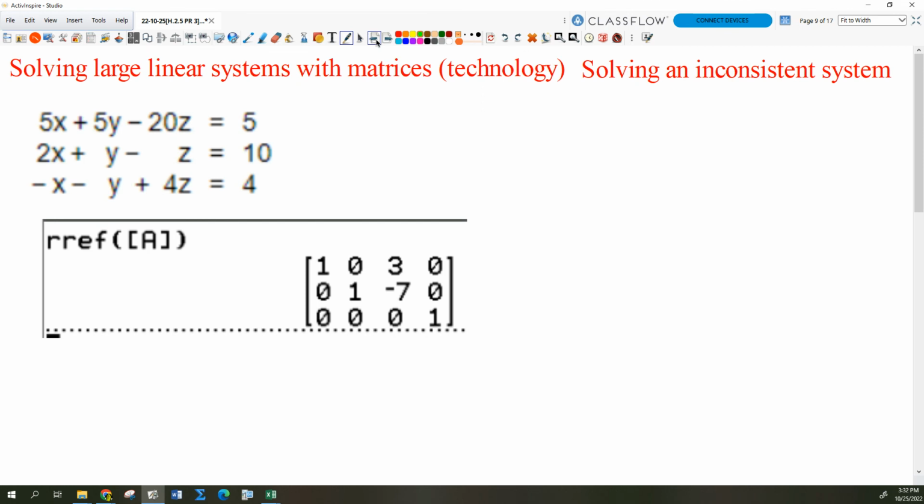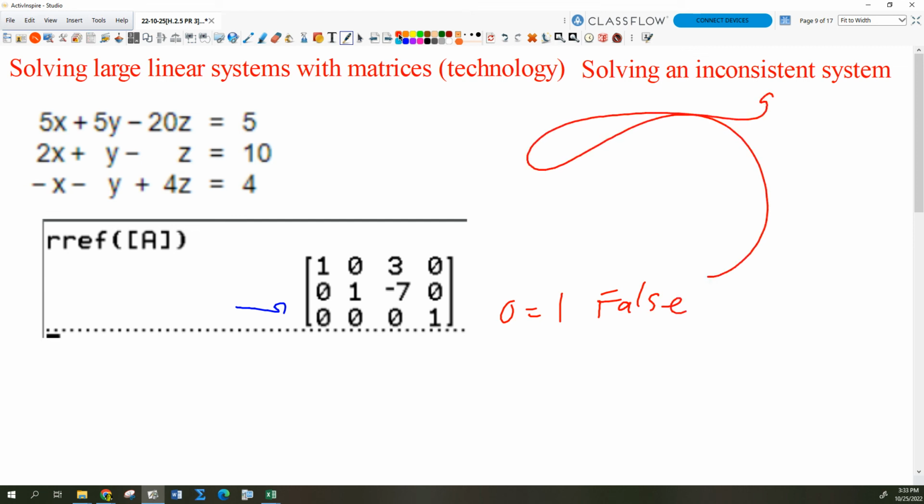Look what happened. I don't get 1, 0, 0. So then I immediately go down to the last row and I look at the last row because that's going to tell me something important. What does the last row say? 0 equals 1. False, right? So that means it is inconsistent. No solutions.